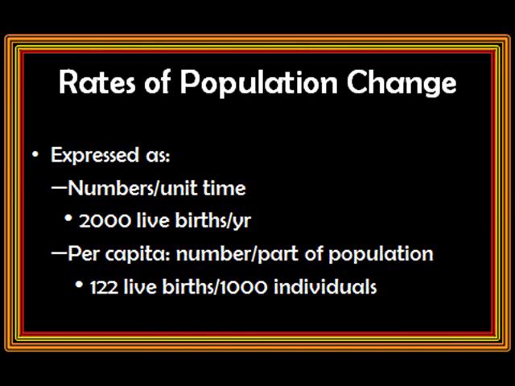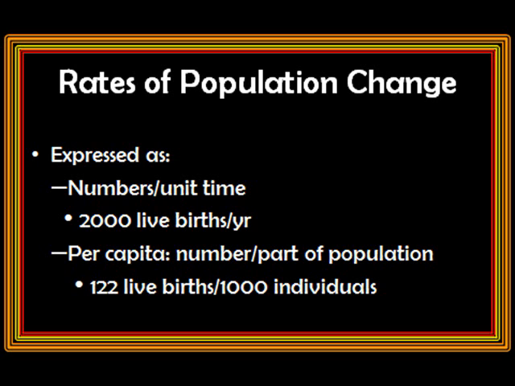There are two ways that we can express our rates of population change. Remember, a rate is how something changes per unit time. So we can just express the straight up population rate, for example, the numbers per whatever unit time. That could be you have a growth rate of 5%, you will have a birth rate of 2,000 births per year, you have a death rate of 12,000 deaths per year. That would be numbers per unit time. And then you can also have per capita.